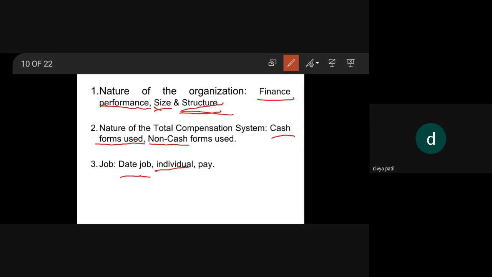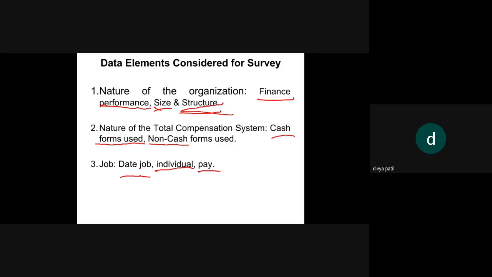And also individuals: the skills, experience, and qualification that employees or any individual must have to perform the job, and what the pay related to that particular job is compared to the competitors. So all these things have to be considered while selecting and collecting information. Then you have to collect all this information.